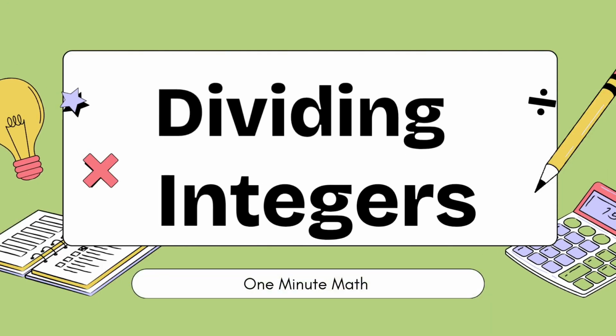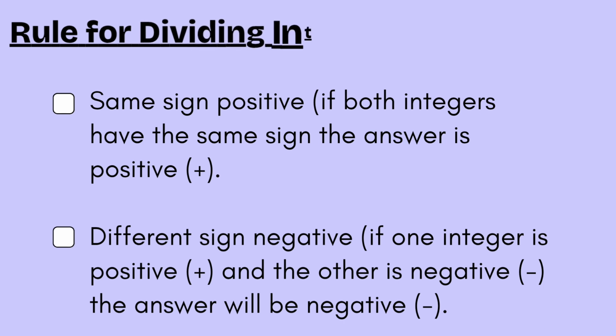Today we're reviewing dividing integers. The rule for dividing integers is just like multiplying. Same sign positive, different sign negative. So if both signs are the same, the answer will be positive. If one is negative and one is positive, the answer will be negative.